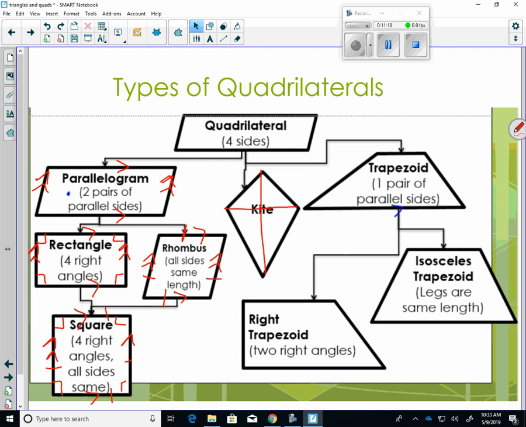Thanks. Now a trapezoid has one pair of parallel sides. It looks like someone's already left the little blue mark on there, right? So see how those are parallel, but the other two are not parallel. That's called a trapezoid. Then there's an isosceles trapezoid. Legs are the same length. And a right trapezoid has two right angles. Okay, let's get ridiculous. Now they're just making stuff up.